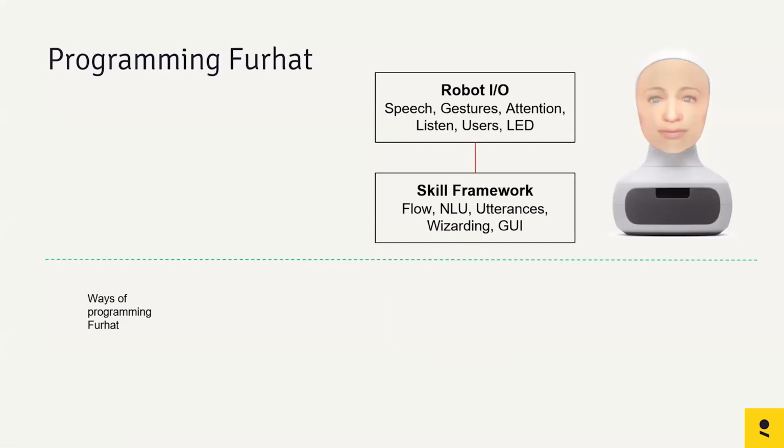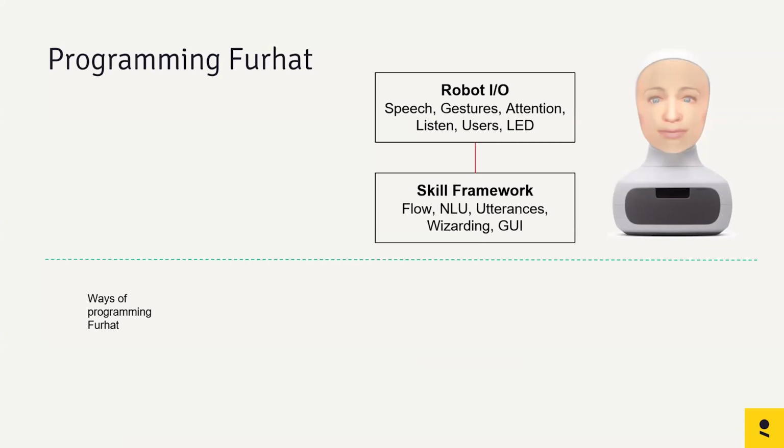In order to explain this, it can be helpful to divide our functionality with the robot into two parts. One is the more basic input-output parts. If you think of the basic input-output that the robot has, it can speak, it can do gestures, it can attend to things by looking at them, it can listen to people and detect users with the camera, and it also has LED lights that you can control. So that's the basic functionality.